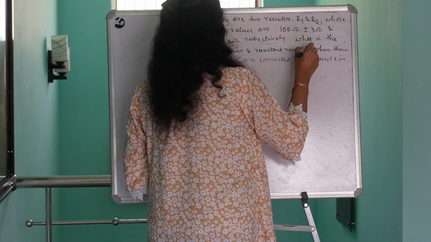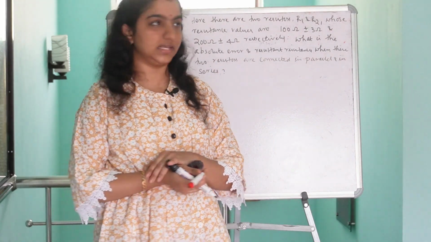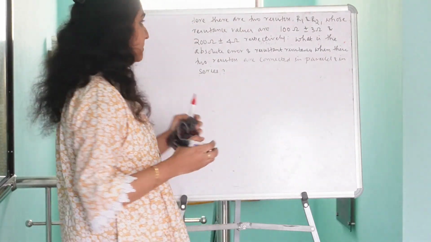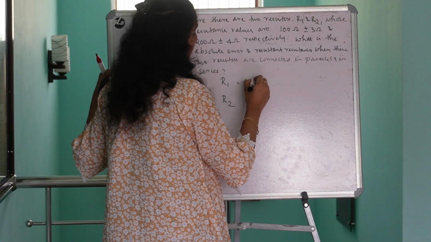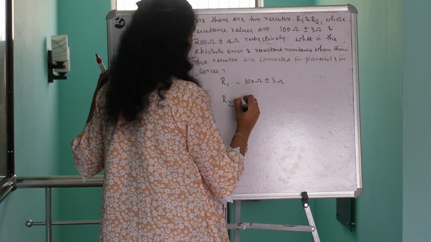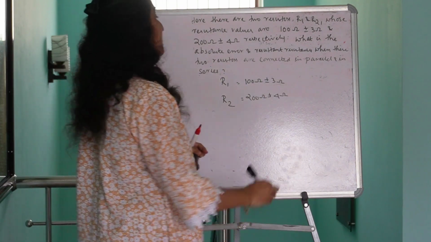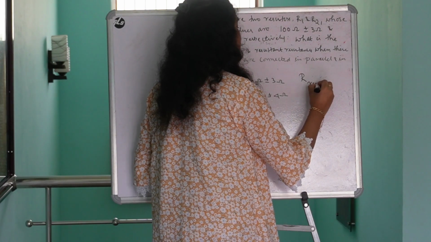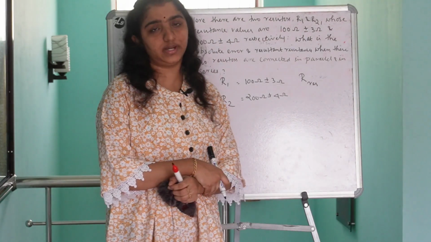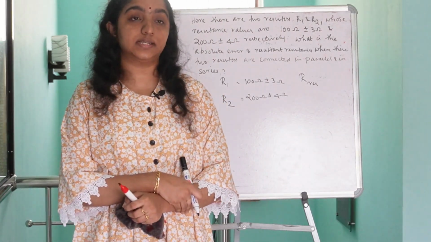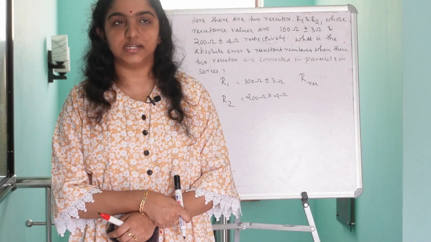Absolute error and resultant resistance when the two resistors are connected in series and when the two resistors are connected in parallel. So you are given two resistors R1 and R2 whose resistance values are 100 ohm plus or minus 3 ohm and 200 ohm plus or minus 4 ohm. Let the resultant resistance be R resultant. Is it clear? Here actually we have to find the resultant resistance when these two resistors are connected in series and parallel.